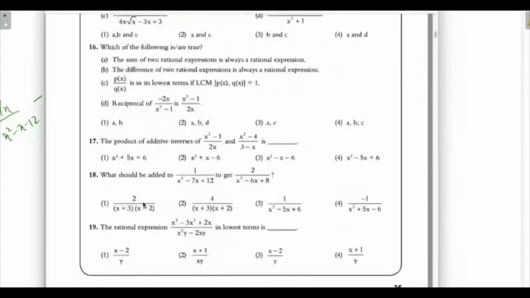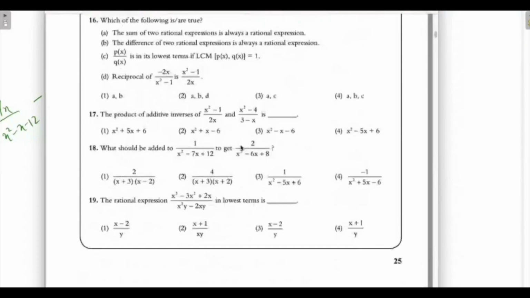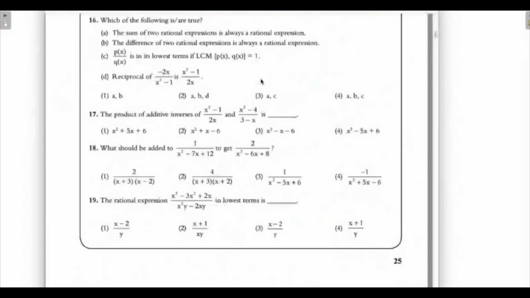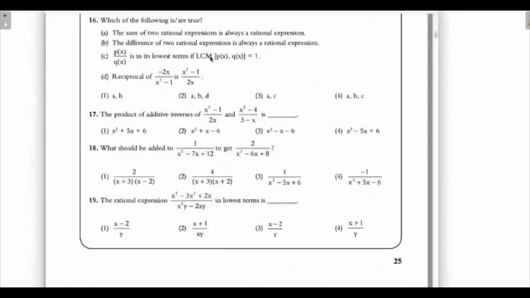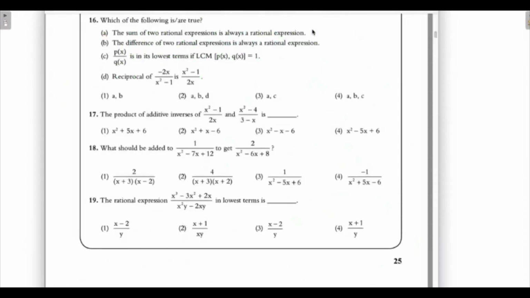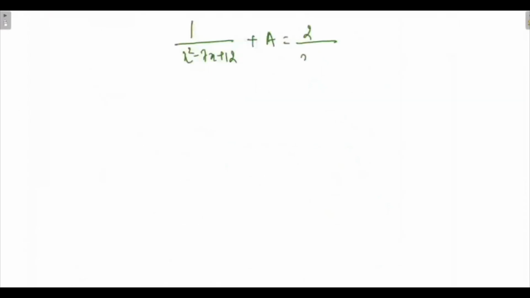Question 18. What should be added to this to get this? So how would you solve it? I'm just going to write the expression. I'm not going to solve it. It's saying what should be added to this to get to this. So 1 upon x square minus 7x plus 12. What should be added to this? So I'm saying that a should be added to this to get to 2 upon x square minus 6x plus 8.